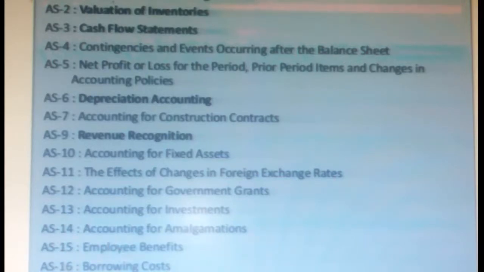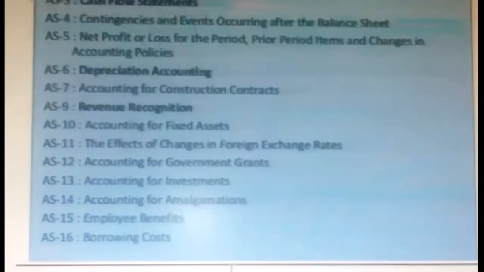Then AS15, employee benefits. So AS15 is a very important one. The benefits of the employee. So how they will get the salary, then provident fund, PF, then other incentives. Everything is discussed here, AS15. Then AS16, borrowing cost. So for the cost of the production. So what is the meaning here? Borrowing cost, like interest for the investment, like that, correct.